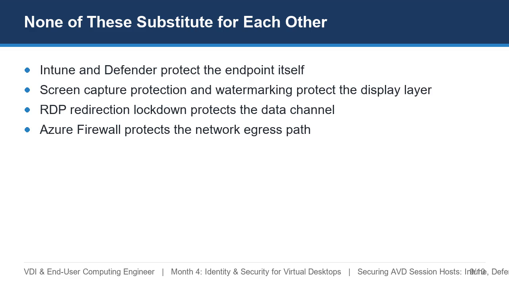It's worth saying plainly, none of these controls substitutes for another. Intune and Defender for Endpoint protect the endpoint itself. Screen capture protection and watermarking protect the display layer. RDP redirection lockdown protects the data channel. Azure Firewall protects the network egress path. A session host hardened on only one of these axes still has 3 open doors.